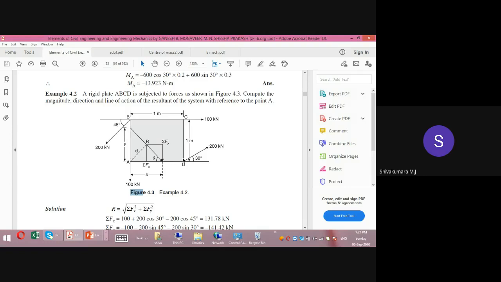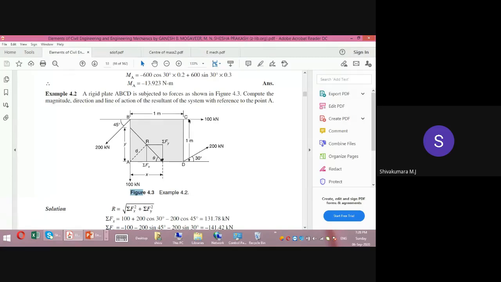The vertical component of this 200 kilonewton is 200 sin 30. And what is the perpendicular distance? 1 meter. What is the direction of this 200 sin 30? It is vertically upwards. So if we hold point A firmly and apply 200 sin 30 towards R, how will this object rotate? Anti-clockwise. So 200 sin 30 into 1 meter. What is the sign convention for this term? Minus. So minus 200 sin 30 into 1 meter. That is the vertical component.